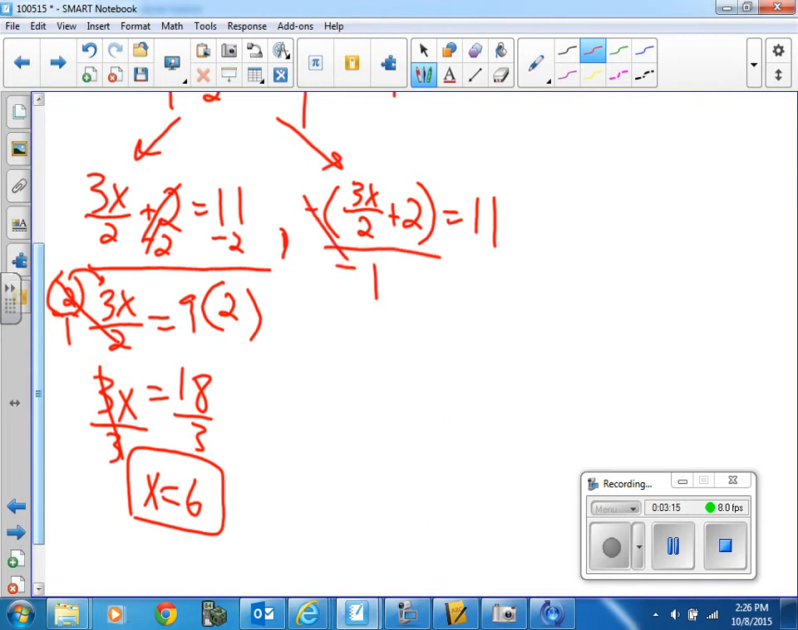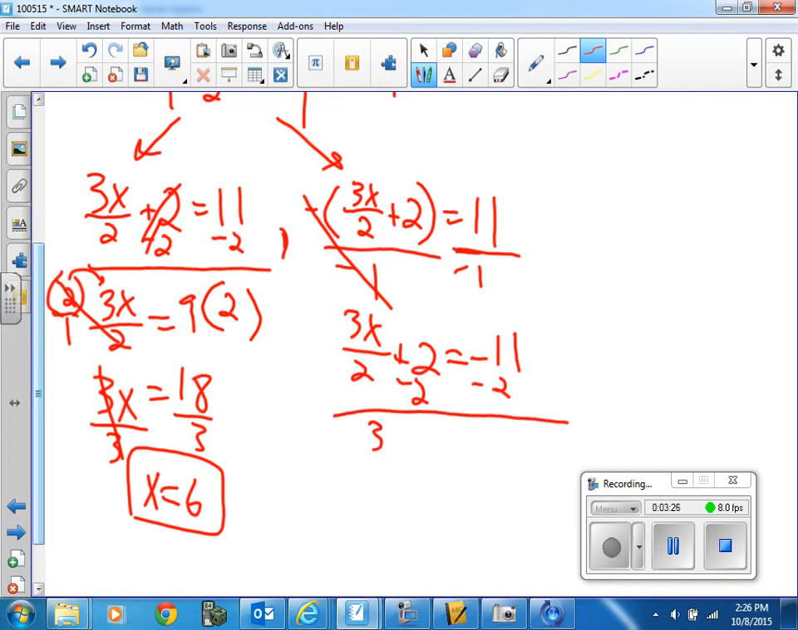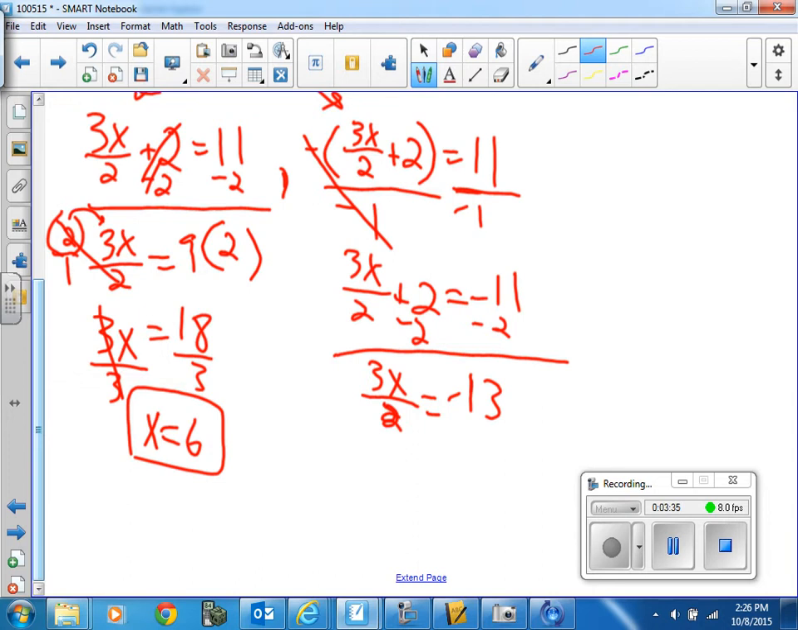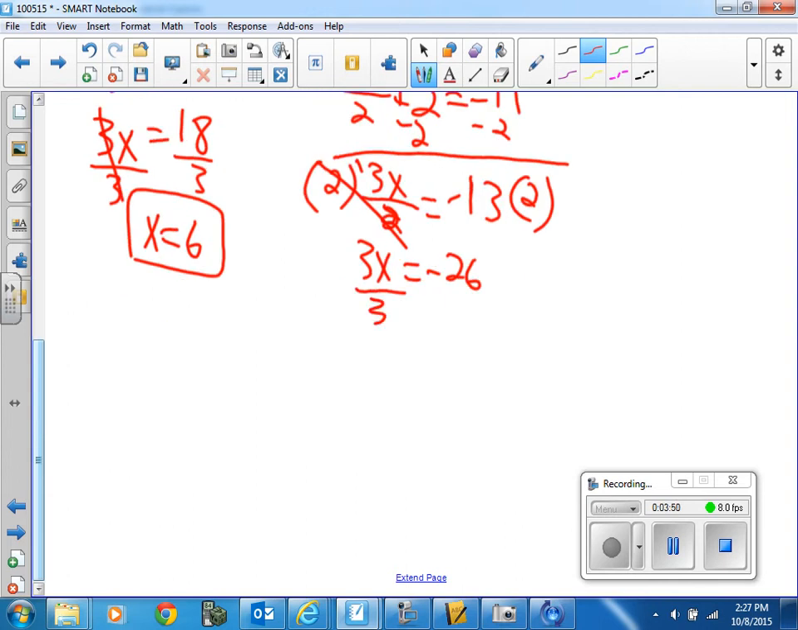Here, I'm going to divide by -1. We're going to get 3x over 2 plus 2 equals -11. All right, still going to subtract 2. This time, instead of the 9, you're going to end up with 3x over 2 is equal to -13. So, same thing as on the first equation, multiply both sides by 2, and that is going to effectively cancel that 2. We get 1 times 3x, which is 3x, is equal to -26. Then we divide by 3, and we get x is equal to -26 over 3, and that cannot reduce.